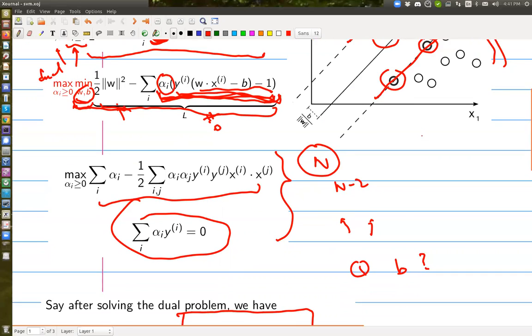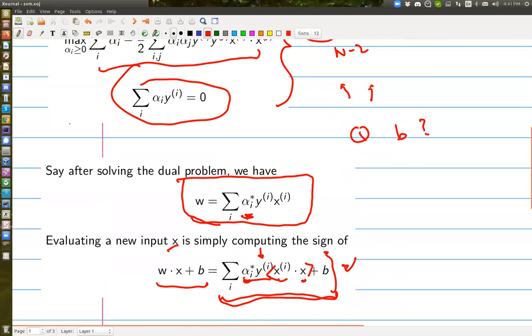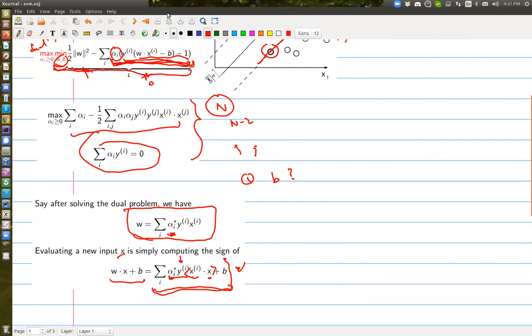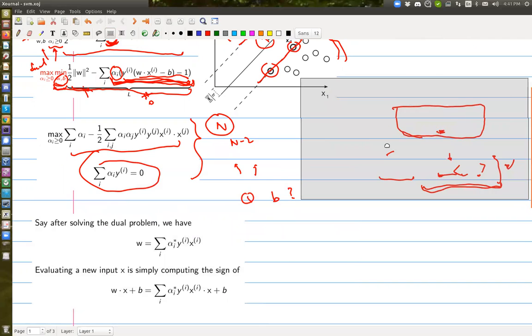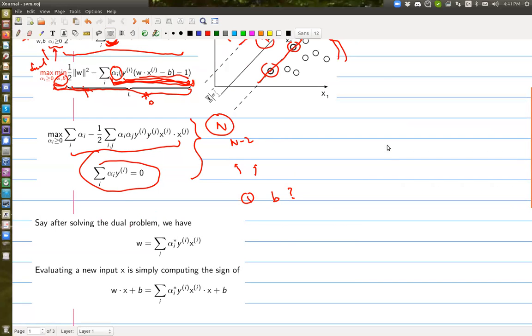Or maybe let me pull this equation up, so you can see everything on one page.